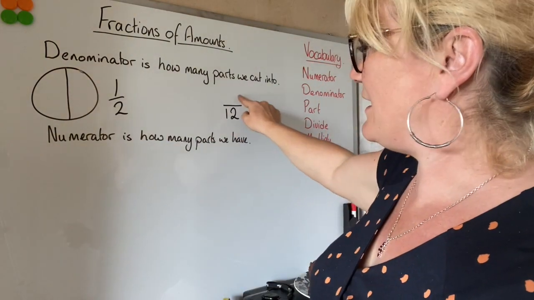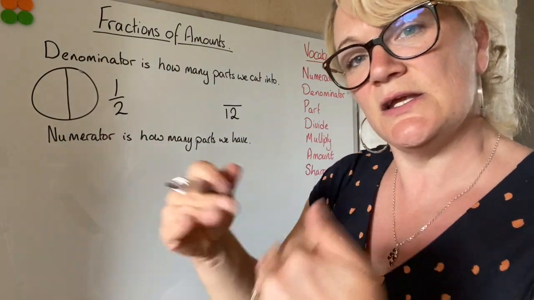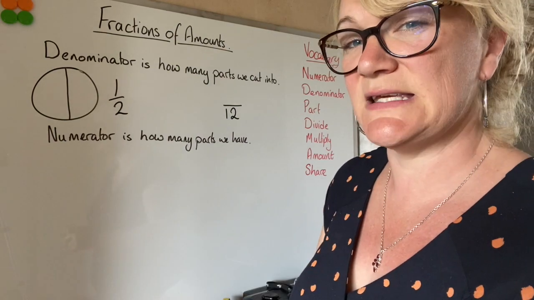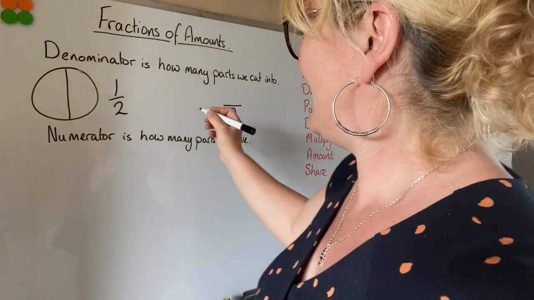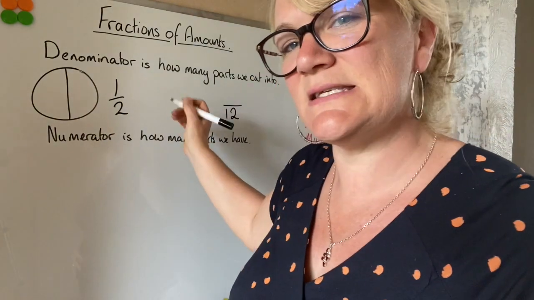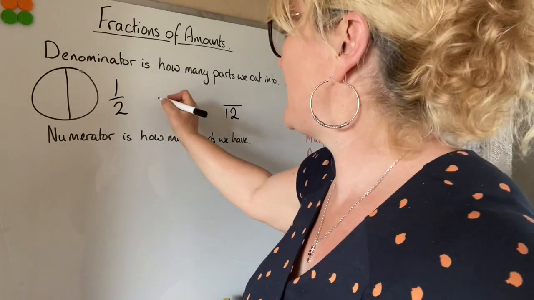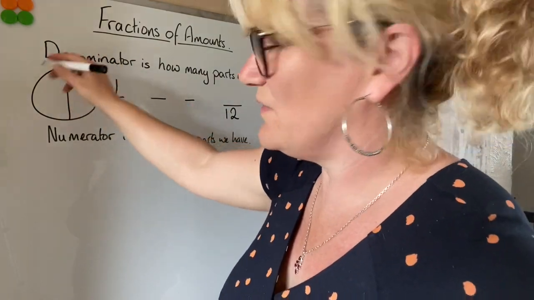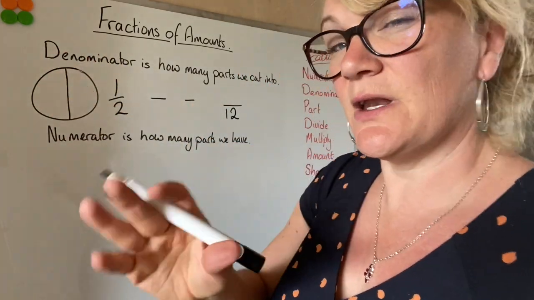This line here is like a divide line. So I'm going to think of numbers that I can times my 2 by to get to 12. And the number I'd need would be 6. 2 times 6 is 12. But it's a bit tricky to do that many lines, so I'm going to break that down again.